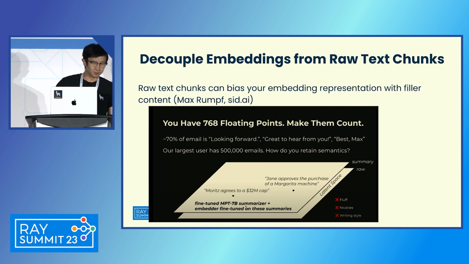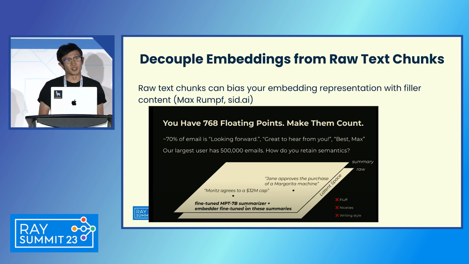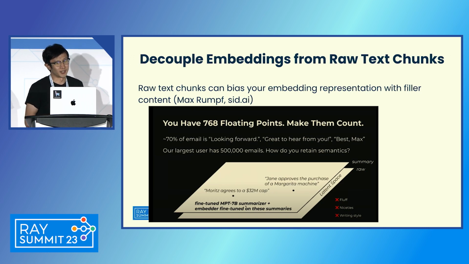One is, when you take these chunks, by default, you embed these chunks, right? You just generate an embedding over the raw text chunks, and you store it in a vector database. And these same chunks are used for both retrieval and synthesis. And so the main issue is that when you just embed the raw text chunks, they can basically bias your embedding representation with a bunch of filler content.